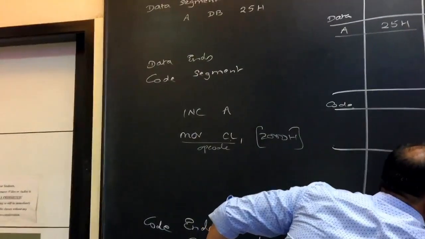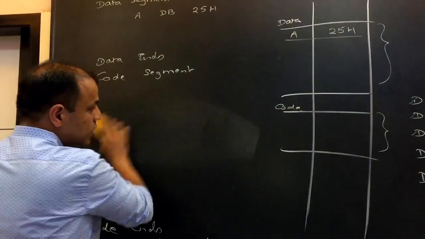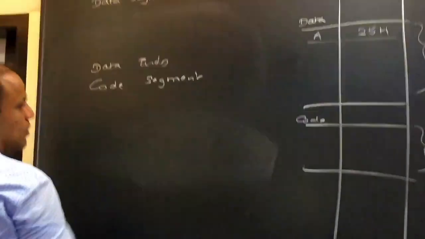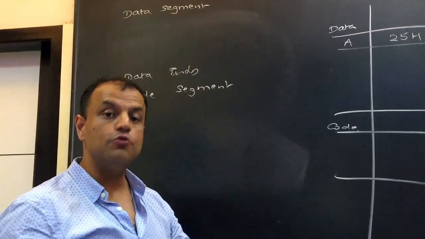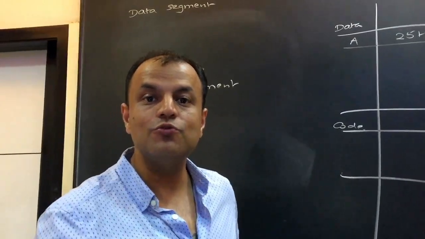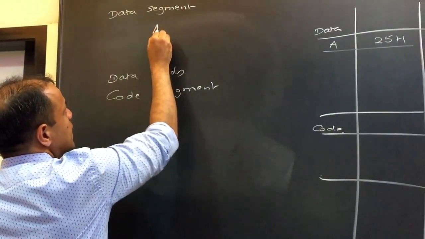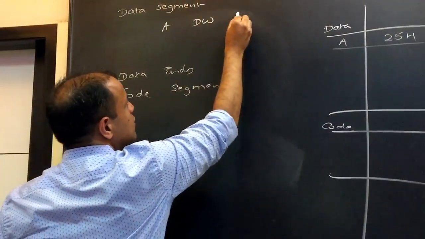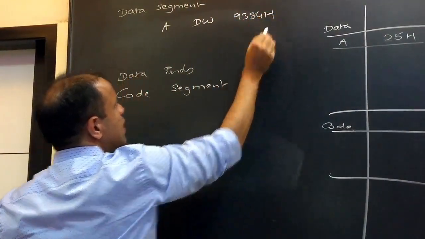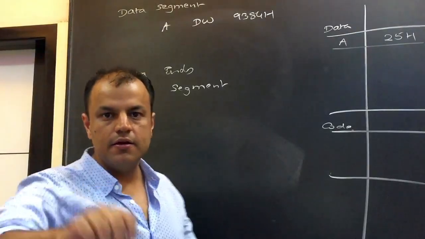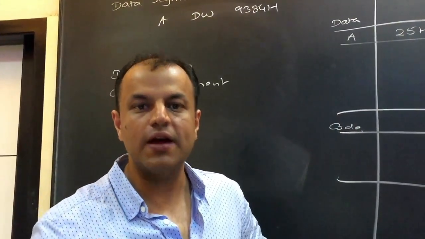Now that you understood how a variable works, we focus on our program. Don't forget, our program was not to add 8-bit numbers. Our program was to add 16-bit numbers. So that's what we want to do. Now we want to add 16-bit numbers. A DW 9384. I've created a variable by the name A, defined as a word with the value 9384.